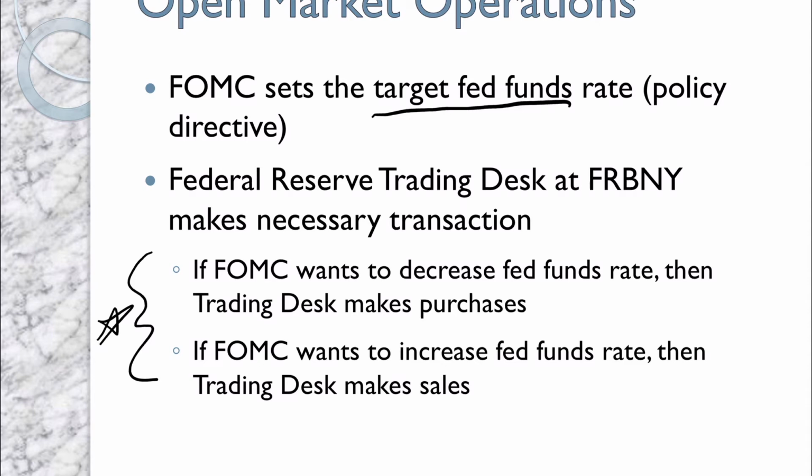And what we're going to do on the following slides is go through a scenario where the FOMC wants to decrease the federal funds rate, so they purchase, and then another scenario where they want to increase the federal funds rate, so they sell, and hopefully it will make sense after these examples.